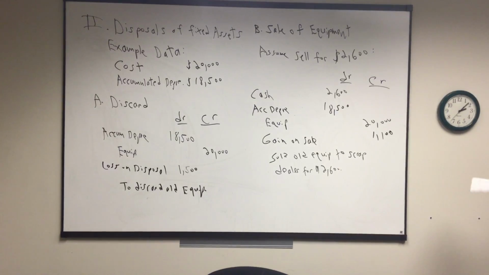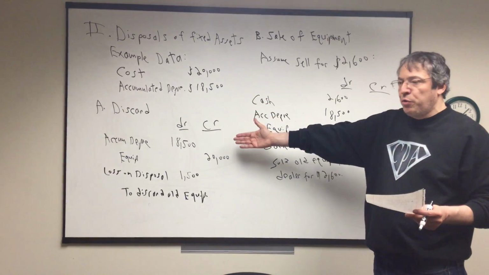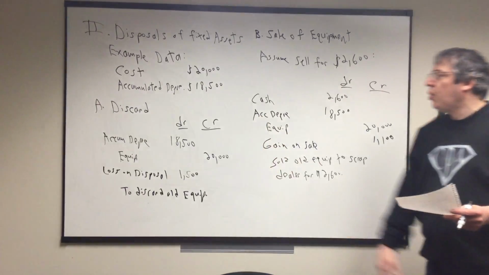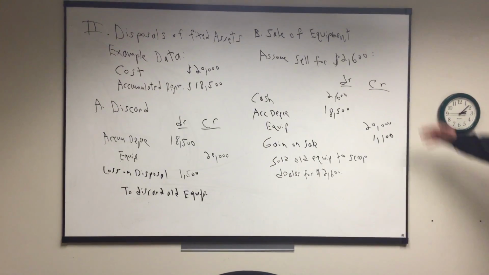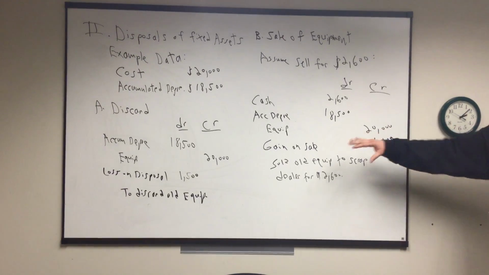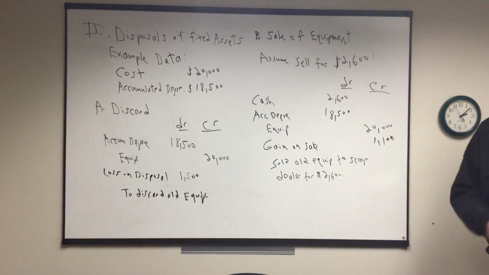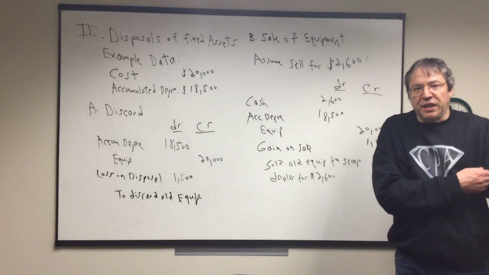All right, so just to recap, it's very easy to dispose of a fixed asset. We can either throw it out or discard it. We just take it off our books with the difference going to loss on disposal, or we could sell it. So the proceeds are going to go to cash. We still take the asset off our books, and the difference is going to be either a gain or loss on disposal of assets.